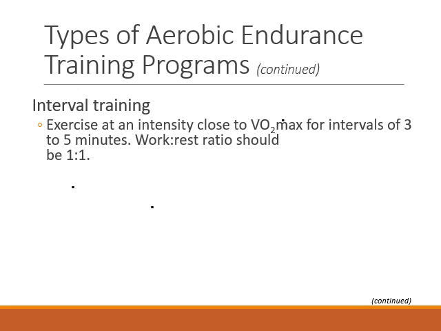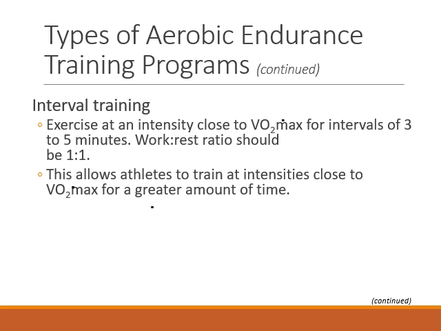So exercise at an intensity close to VO2 max for intervals of 3 to 5 minutes. Work to rest ratio would be 1:1. Now, again, this is specifically for aerobics. If you were looking at the other energy systems, your work intervals, the timing of them would be different along with the work to rest ratios. This allows athletes to train again.